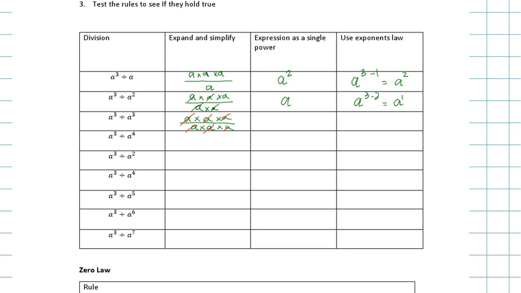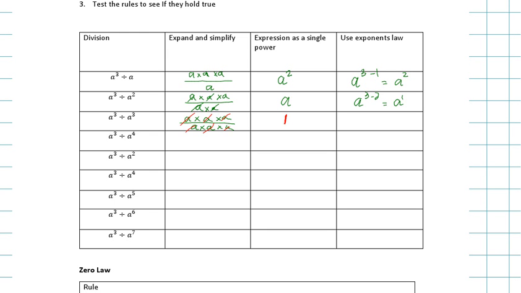If you divide 10 by 10, what do you get? 1. 100 by 100? 1. Anything you divide by itself, you get 1. Right? Same thing here. I divide a to the power of 3 by a to the power of 3, my answer is going to be 1.